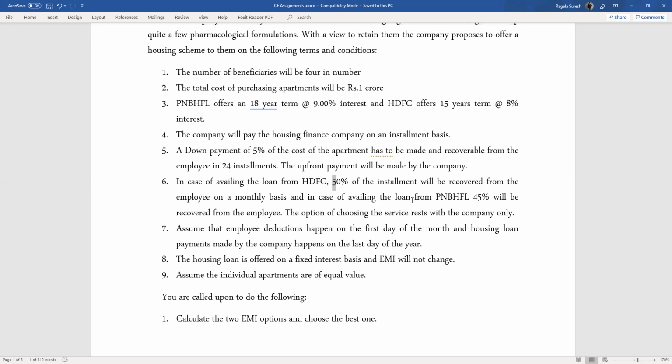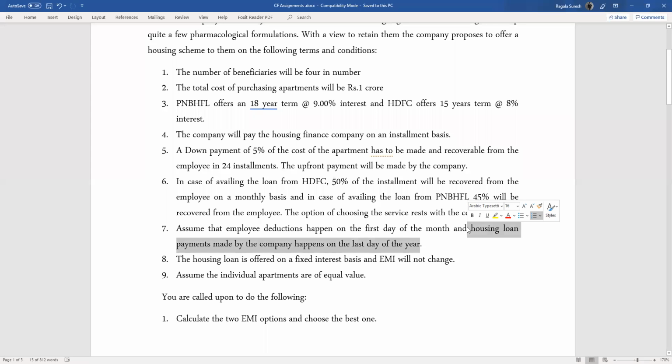Okay. From the company point of view, right? Company 0.5, because I will see the option of choosing the service rests with the company only. Assume that employee deductions happen on the first day of the month. It doesn't matter actually for us. And housing loan payments made by the company happen on the last day of the year. This matters for us.